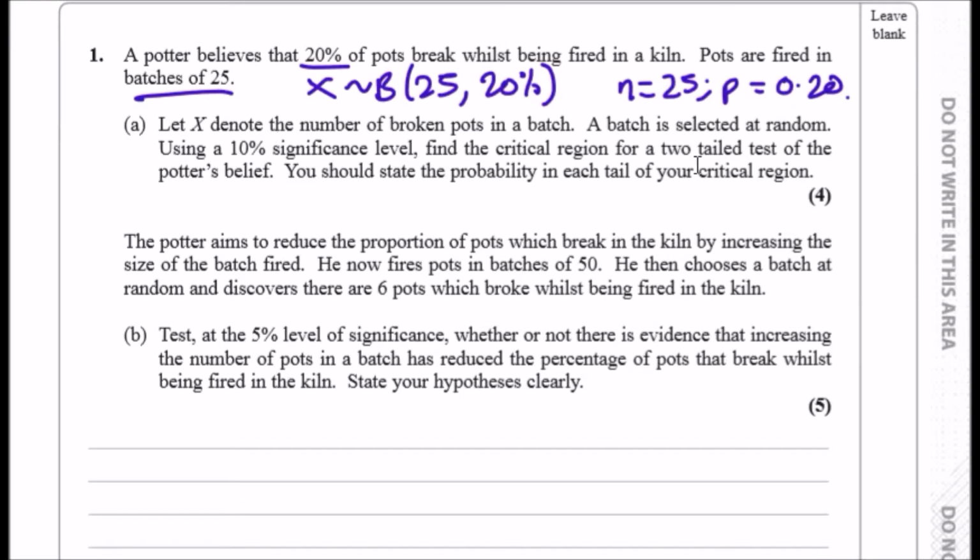Now, a batch is selected at random. Using a 10% significance level, find the critical region for a two-tailed test of the potter's belief. Now, you should state the probability in each tail of your critical region. Alright, so this isn't so bad.